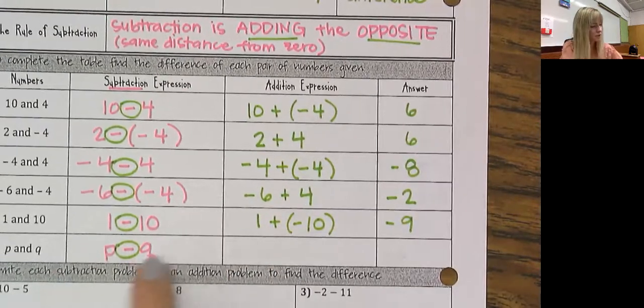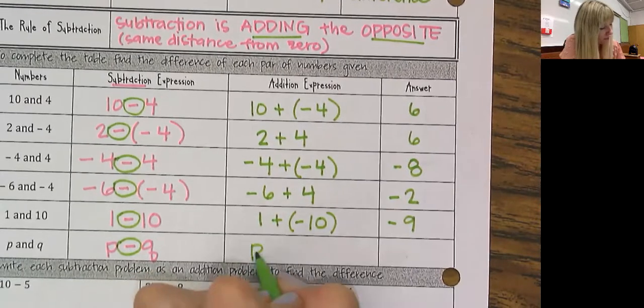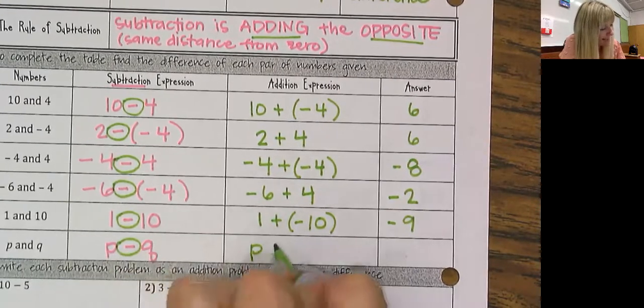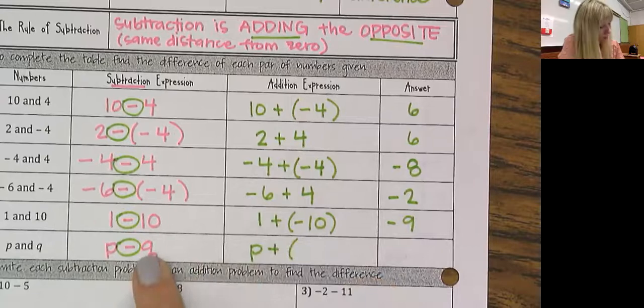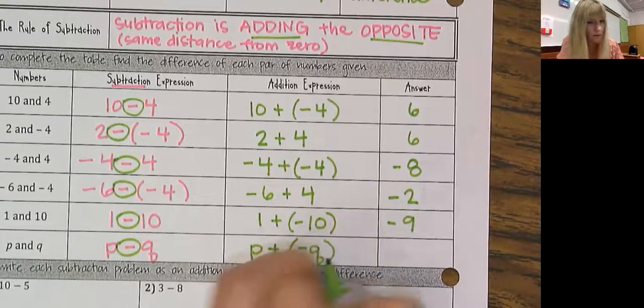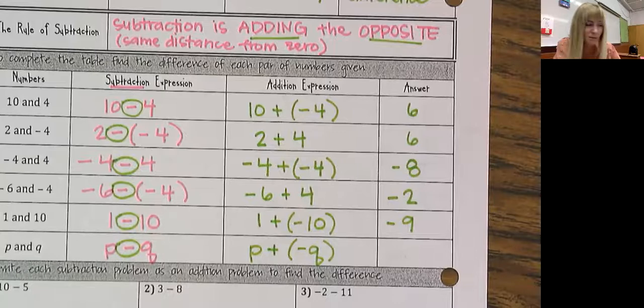Now what do I do with this general one here? This is just telling me keep the first one, change the action, and then do the opposite. Now I can't actually solve that because those are variables.